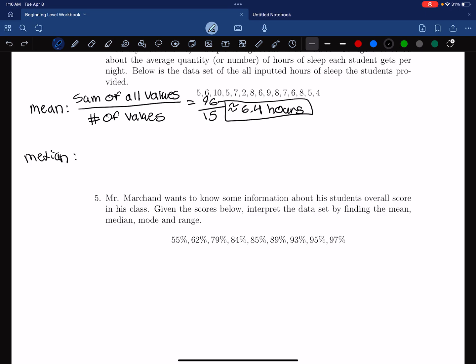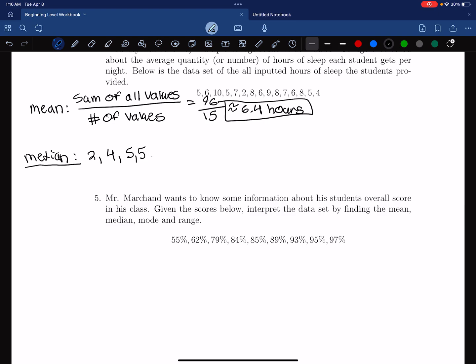And if you arrange that from smallest to largest, I encourage you to actually pause the video if you haven't found the median on your own, so that way you can understand it a little bit better if you get it right or wrong. And assuming you have given this a try, I'm going to start writing out the data set in order from smallest to largest.